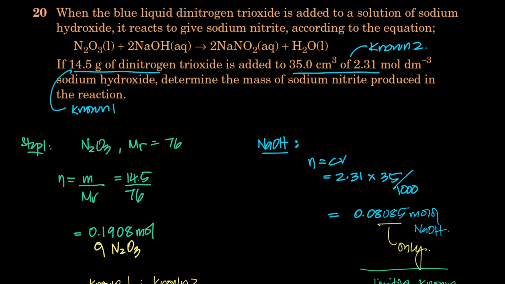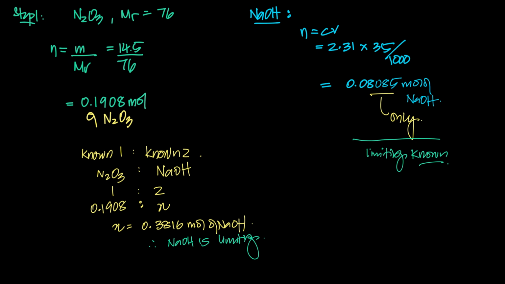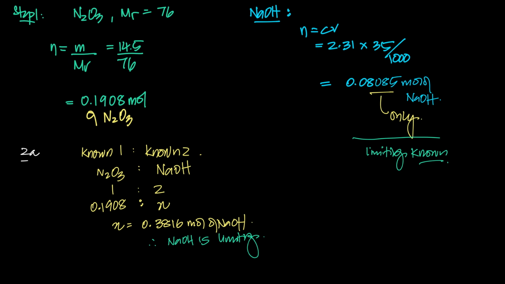So now I'm going to use the ratio between NaOH and my unknown. And what's my unknown? The mass of sodium nitrite. That's what I need to find, right? So how do I find that? Well, the ratio of the equation is 1:1. So I've got to find the moles of NaNO2 first. So the ratio of NaOH to NaNO2 is what I use. So step number 2B is the ratio of the limiting known to the unknown. Limiting known is NaOH, and the unknown is NaNO2.